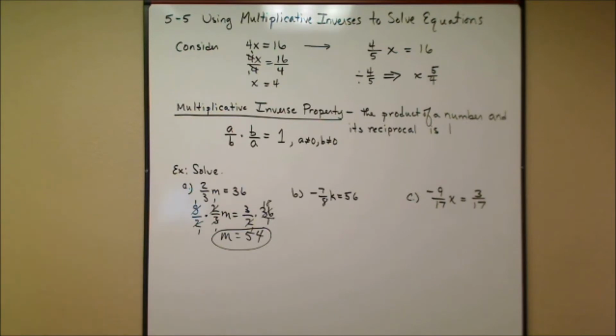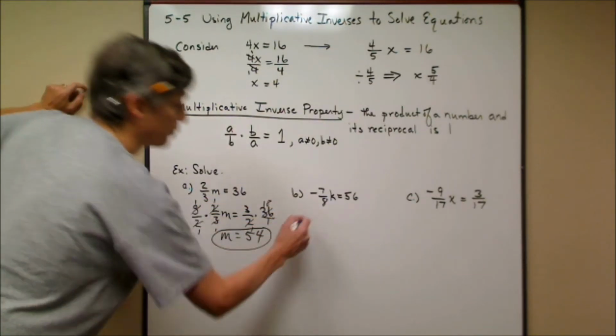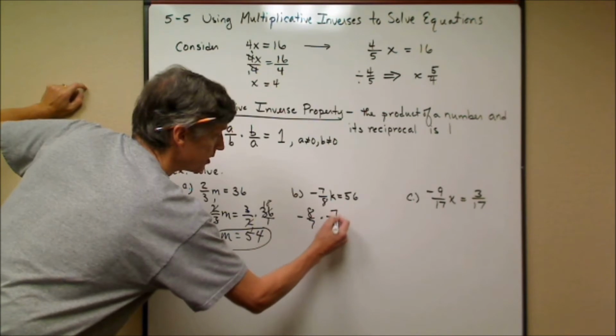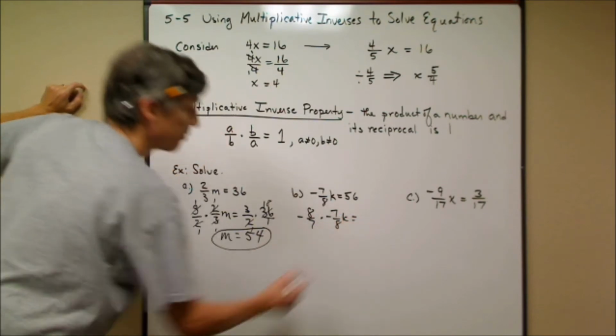The next example is very similar to the first one, except for the negative. Negative 7/8 k is equal to 56. The negative 7/8 is times k. So I've got to get rid of that, and that's where I'm going to use the reciprocal idea. I'm going to multiply both sides by the reciprocal of negative 7/8, which would be negative 8/7. I'm going to multiply this side by negative 8/7.